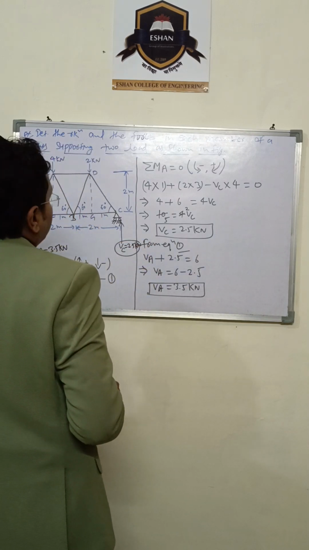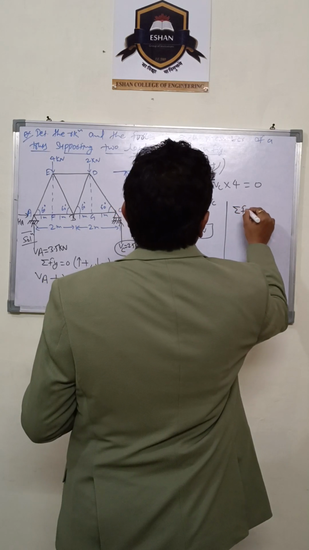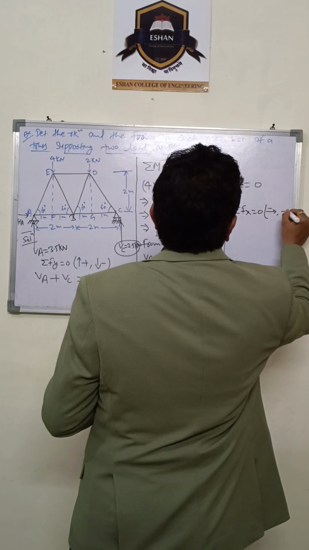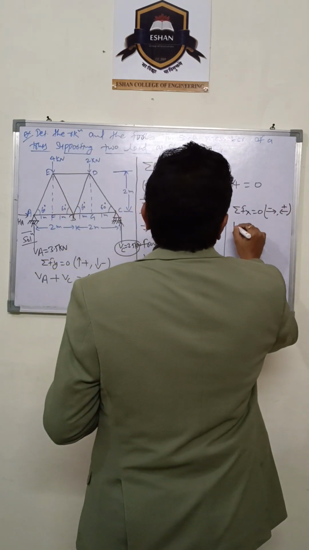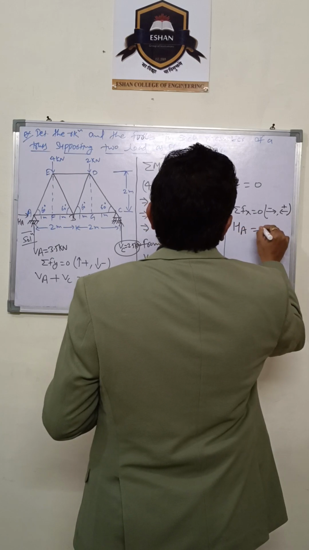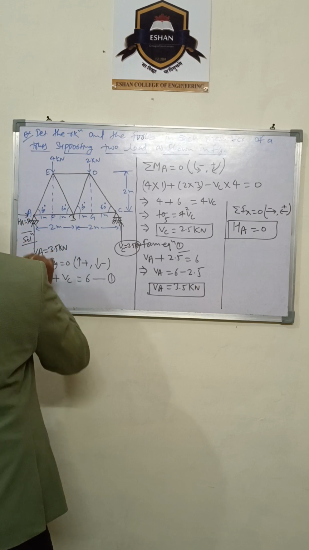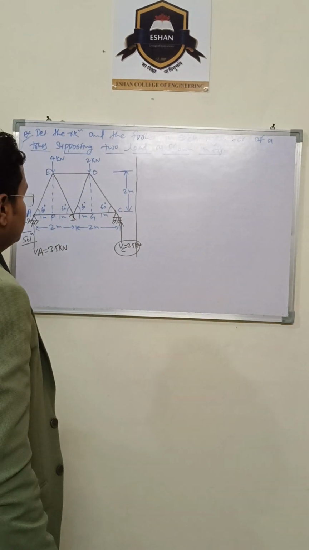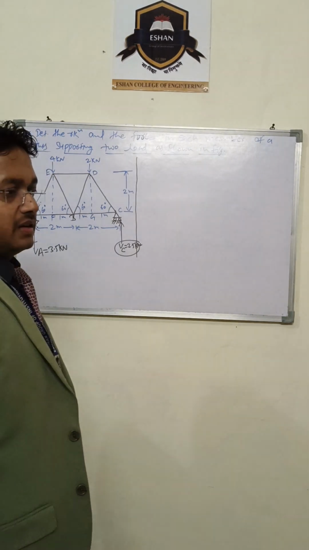Consider the horizontal forces, summation of Fx equal to 0. Take left to right negative and right to left positive. HA equal to 0. We get the value of HA as 0. Okay. Now next step, apply the method of joints.